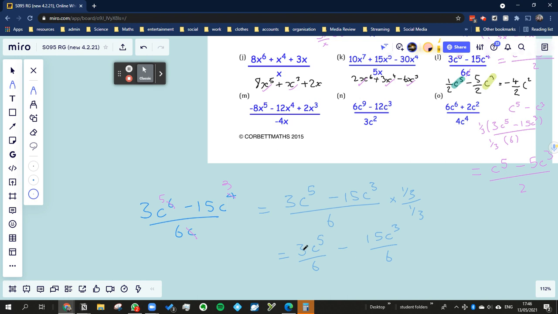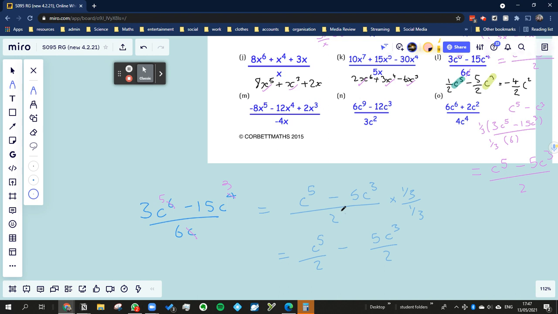So 3 multiplied by a third is 1. 6 multiplied by a third, or divided by 3, is 2. 15 divided by 3 is 5. And 6 divided by 3 is 2. Or if I look at it from the top one, do exactly the same. So 3 divided by 3 is 1. 6 divided by 3 is 2. And 15 divided by 3 is 5.